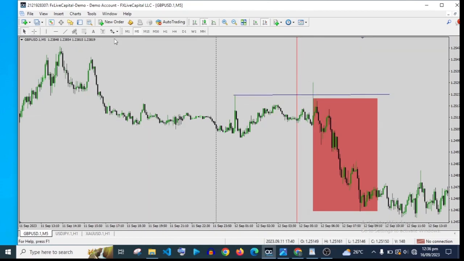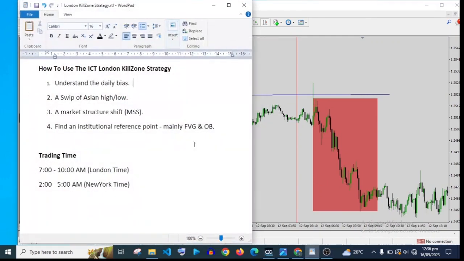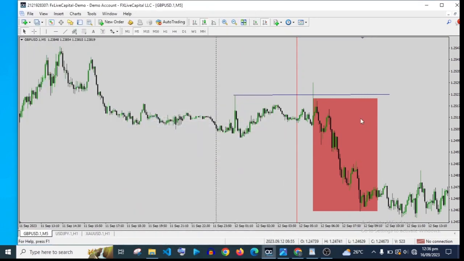Okay, so after the sweep of this Asian high, what happened? Let's go to this place to know what to do. So daily bias, we got that. Sweep of the high, we got that. Now let's wait for a market structure shift. So that one happened. Right here, this is our recent low.